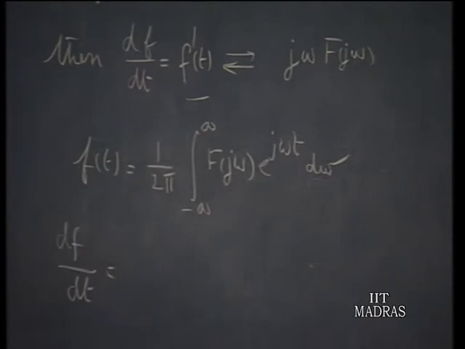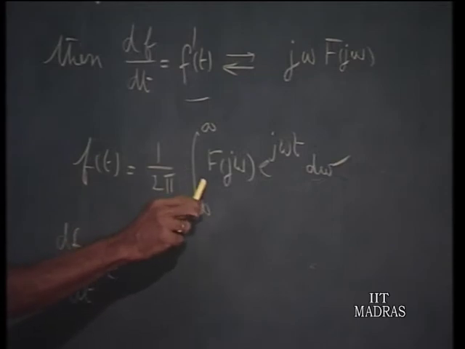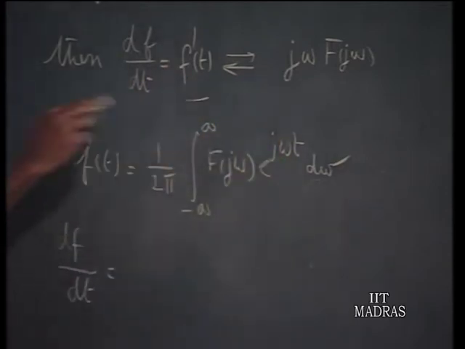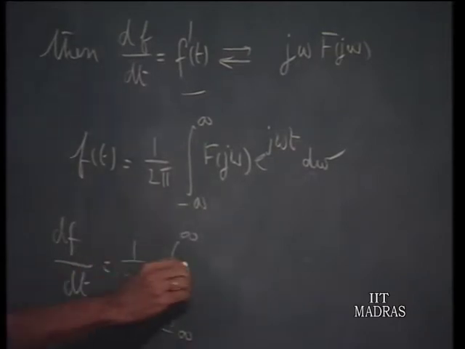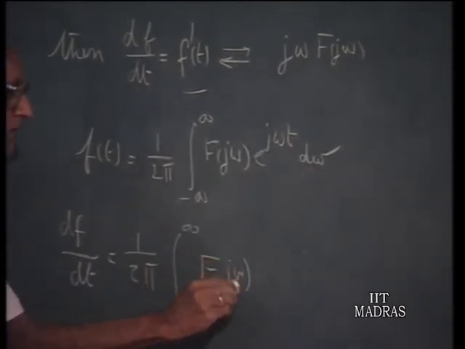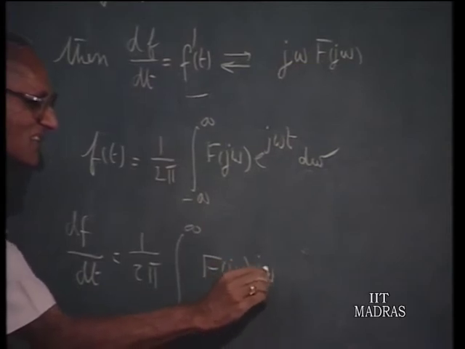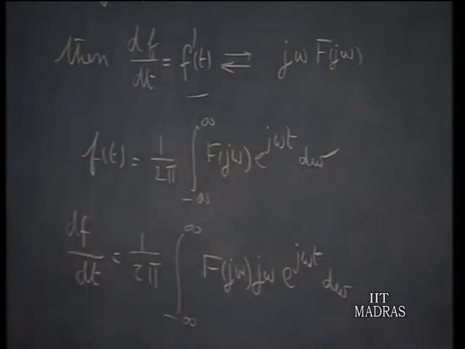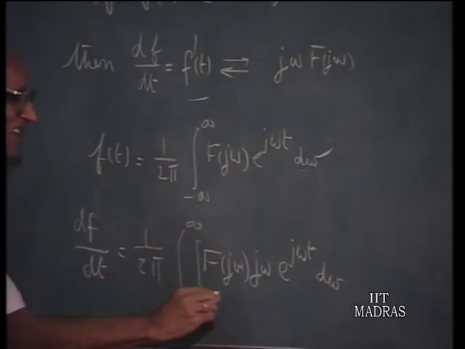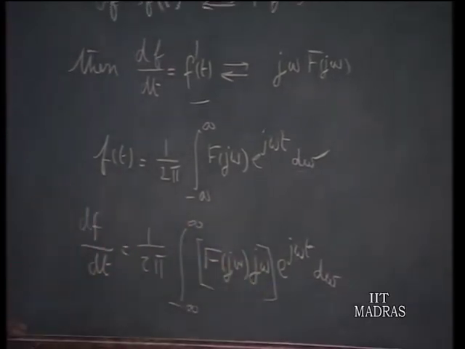the derivative of this with respect to time is df by dt, and assuming that we can differentiate under the integral sign here, if you carry that out, this will become 1 over 2 pi integral from minus infinity to plus infinity of j omega F of j omega e to the power of j omega t d omega, because this is the only function of time inside the integral sign. So, what we have here is a quantity F of j omega multiplied by j omega and e to the power of j omega t d omega.